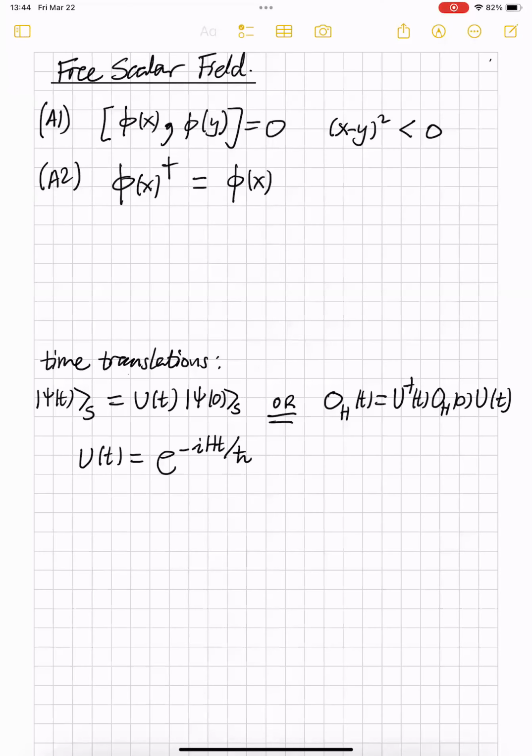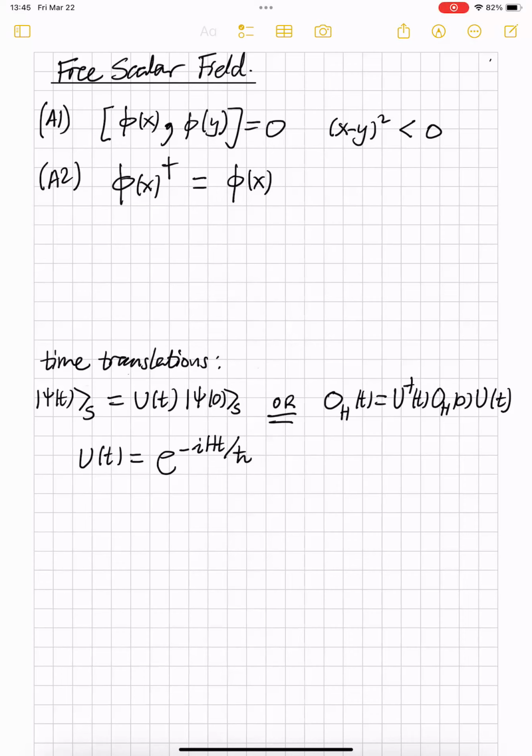Okay, so this is the summary of where we are. We've been studying time translations. We've learned we can implement time translations on our state or on our operator. Taking the initial state and multiplying by U of t, we get the state at time t. Taking the initial operator and computing U dagger operator U, we get the operator at time t. So we know how to implement time translations either on the state, as in the Schrödinger picture, or on the operator, as in the Heisenberg picture. And the unitary operator that implements time translations is nothing but e to the minus iHt over h bar.